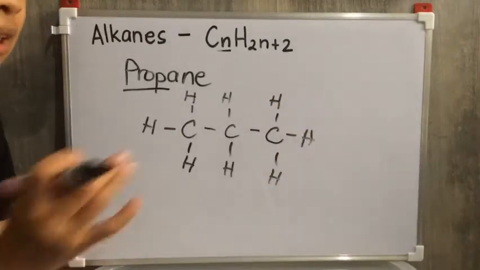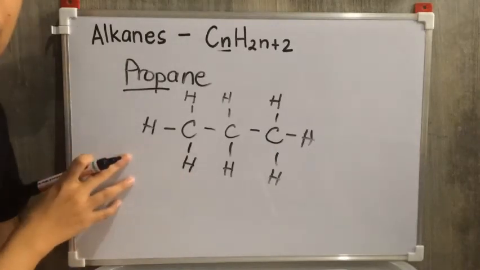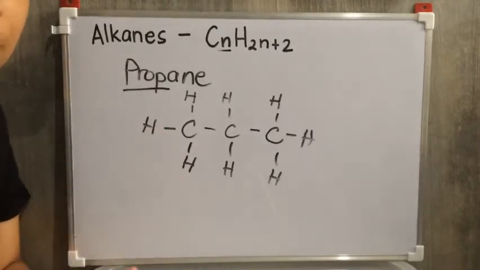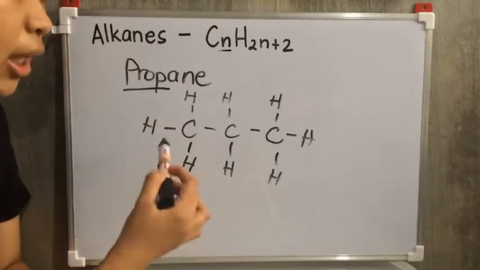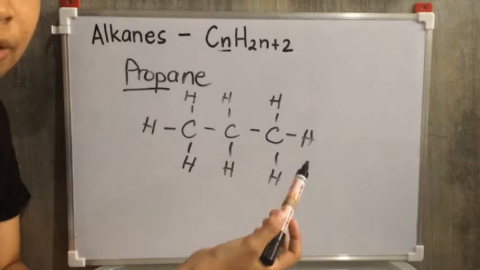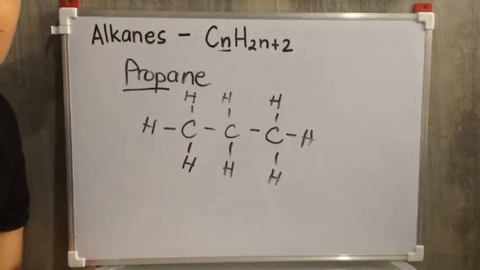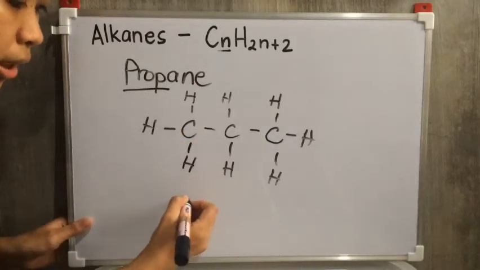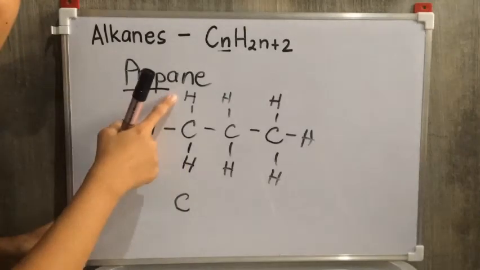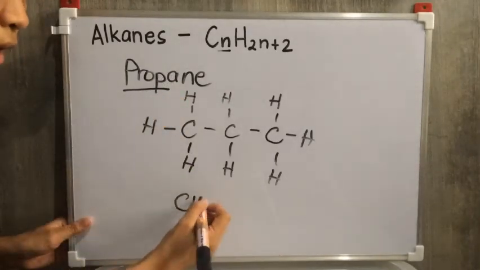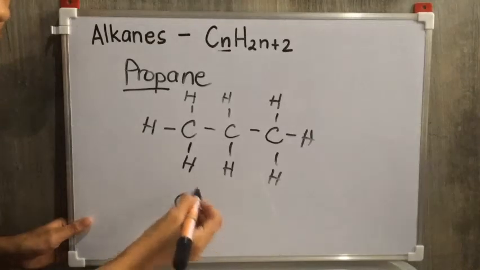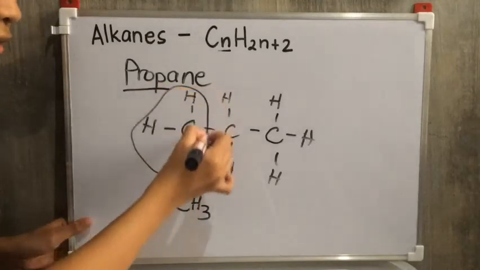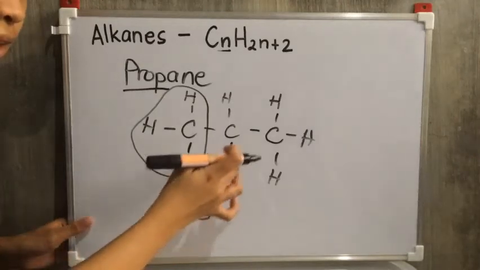Okay. So, this is known as the expanded structural formula. In the expanded structural formula, we see the distribution of hydrogen on each carbon. How about the condensed structural formula? In the condensed structural formula, we write the number of hydrogen atoms associated with each carbon atom. So, this C, we write C, how many hydrogens? 1, 2, 3. H3. So, this is CH3.